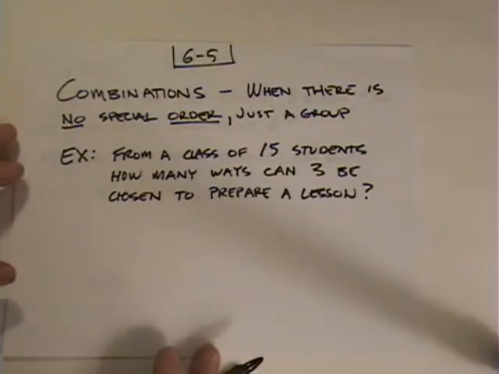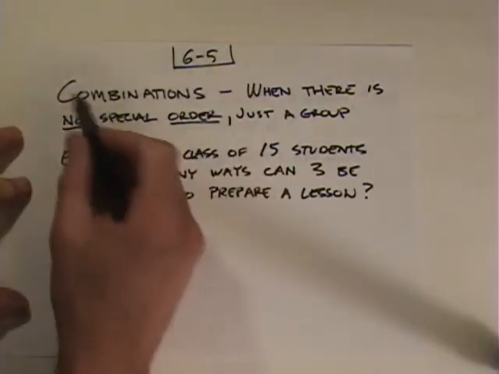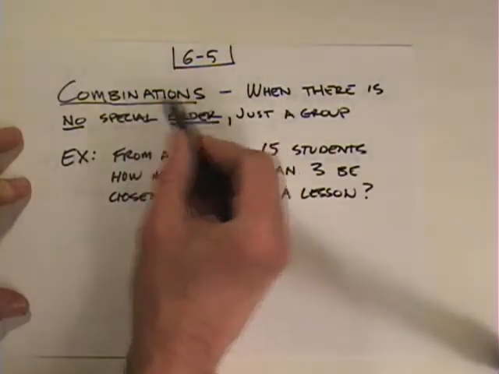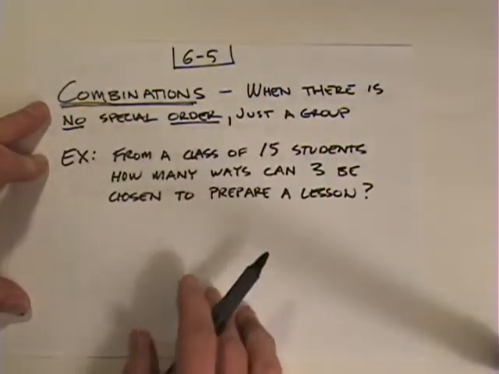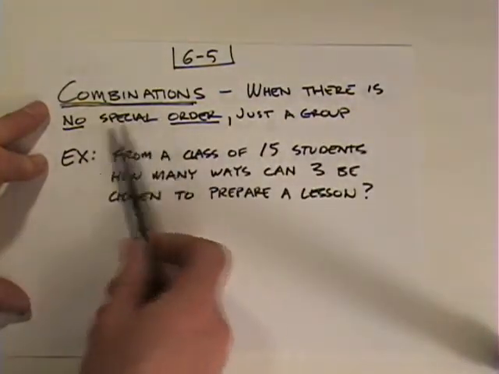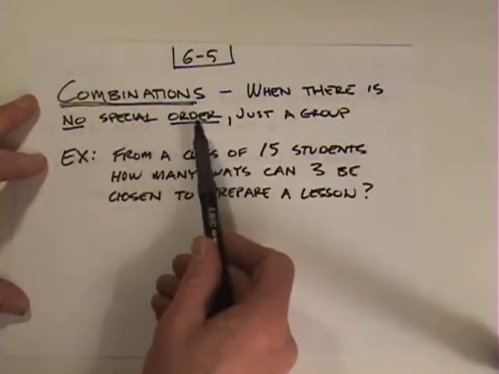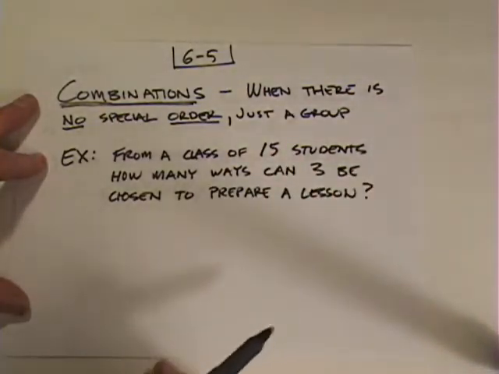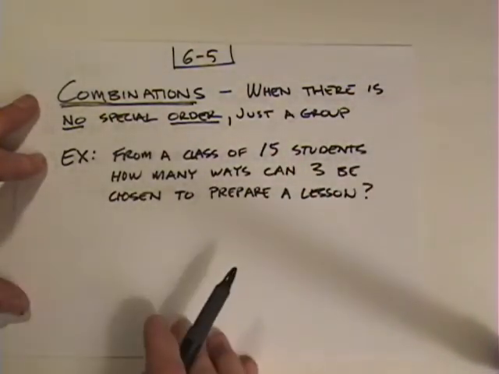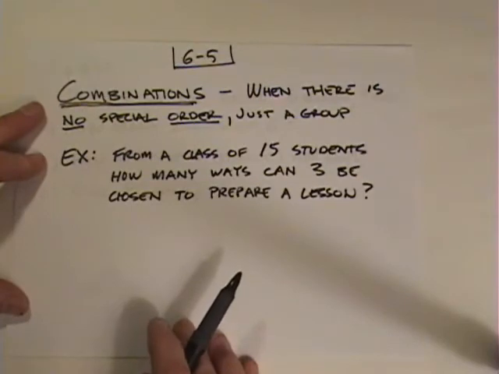Okay, we've passed the halfway mark. 6.5, we're looking at combinations, all right? Combinations is the term that we use when we have a group of things that are in no special order, okay? It's really all about order. If you just got a collection of things and they're a group and there's no particular order to them, that is the critical thing that makes it a combination.